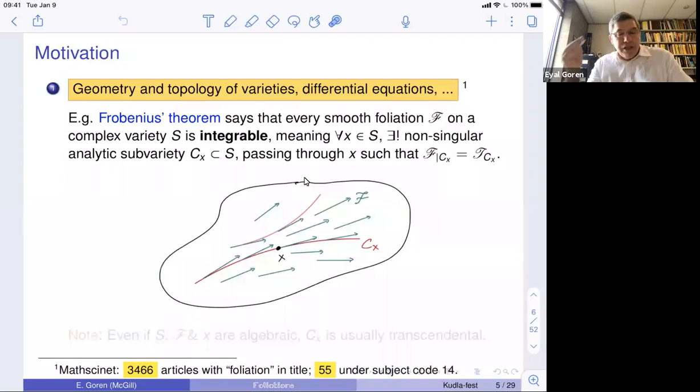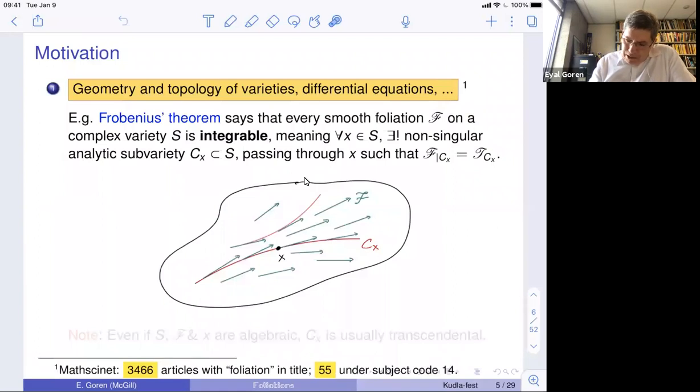So as to the motivation of studying foliation, it really comes from two different sources. It's a huge subject in the study of geometry and topology of differential manifolds or hyperbolic manifolds, study of differential equations. I recently checked on MathSciNet and found that there are about 3,500 papers with foliation appearing in the title, but in contrast, there are only 55 where foliation appears in the title, and they're also under the subject code 14 of algebraic geometry. So there's much to do about this subject in the context of algebraic geometry.